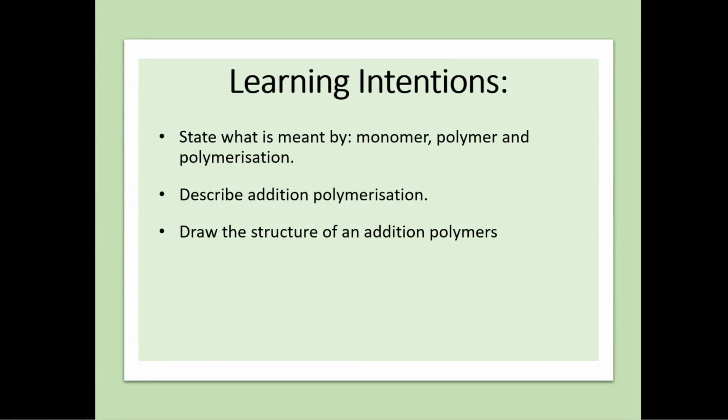Learning intentions are on the screen right now. Not a whole lot to learn at all, but there's a lot of new terminology, some new jargon to get our heads around. We need to know what a monomer is, what a polymer is, what addition polymerization means, and also be able to bring in some of our knowledge from Unit 2 and drawing out different carbon structures to be able to draw these polymers, these monomers, and something called a repeating unit. So that's what we're going to look to get through in today's video.